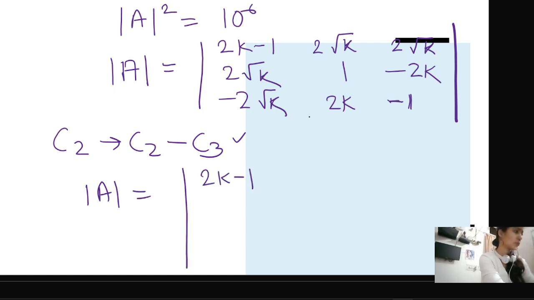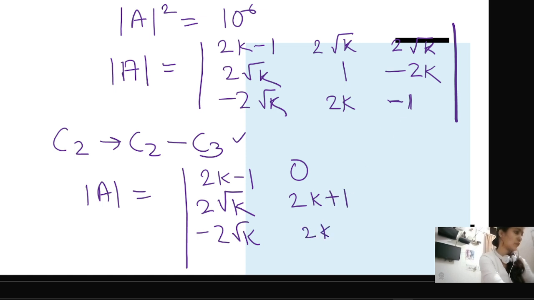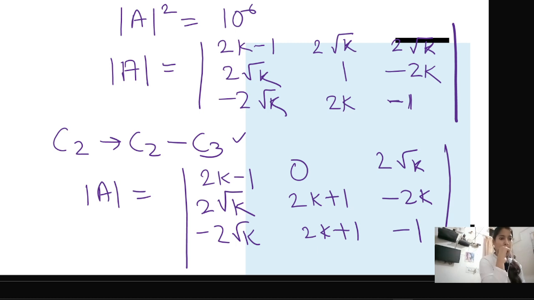2k minus 1, 0. First write column 1 as it is. So from here this will subtract. So here we are getting 2k plus 1, 2k plus 1. Okay. 2 root k minus 1. Okay. Move to the next slide.